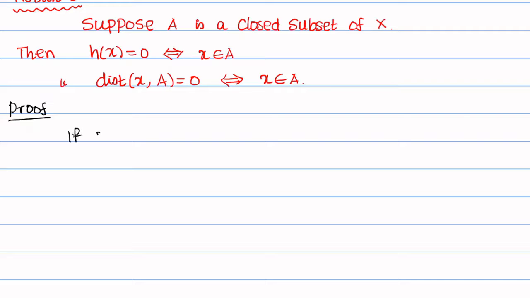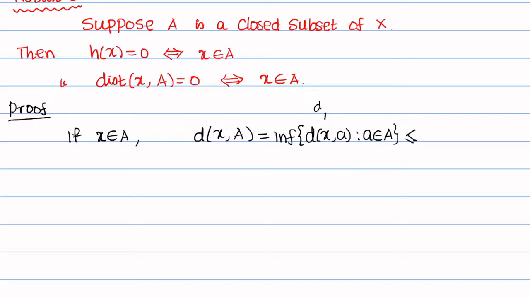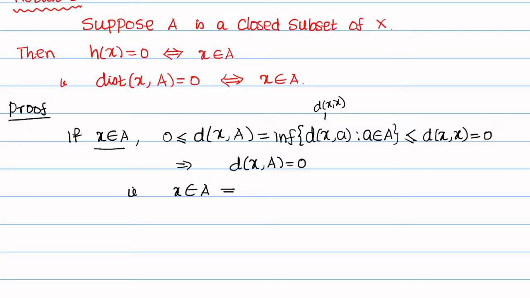If x belongs to capital A ன்னு வச்சுக்கோங்க, then distance between x comma capital A equals infimum of distance between x க்கும் a க்கும் உள்ள தூரம் where a belongs to capital A. Okay, since particularly இந்த x உம் A ல இருக்கிறதுனால, distance between x comma x உம் இதுக்குள்ள இருப்பான். அப்ப this fellow is less than or equal to distance between x comma x, and of course this is equal to 0. அப்போ already we know that this distance is always greater than or equal to 0, so this implies that distance between x comma capital A equals 0. That is, x belongs to capital A implies that distance between x comma capital A equals 0.